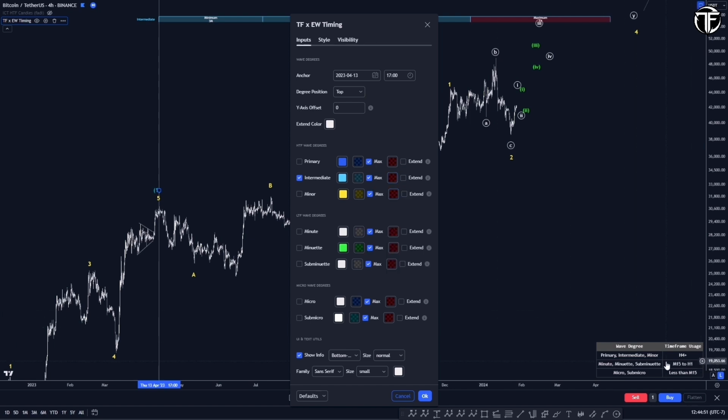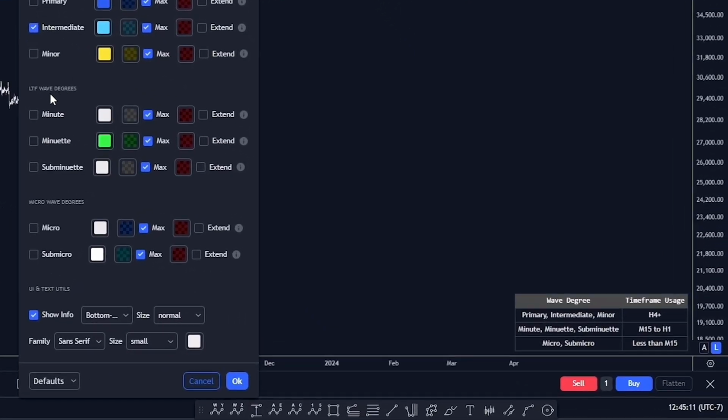This is a table here just to kind of help with understanding what degrees you should be looking at on the chart time frame. So when it comes to the high time frame wave degrees, you're going to want to be looking at it on the 4-hour chart, kind of like we're doing right now. When it comes to the lower time frame wave degrees, you're going to want to be using this indicator and looking at it on the 15-minute to the hourly chart. And when it comes to the micro wave degrees, you're going to want to use this indicator on the 5 minutes, the 1 minute, or the 15 minutes. And those are the degrees you're going to be looking at.